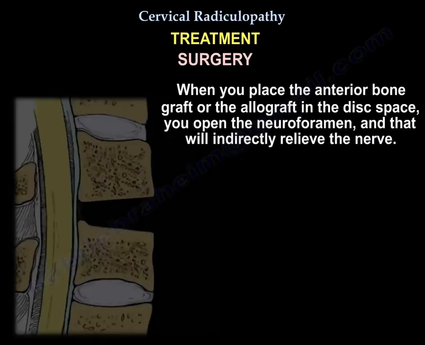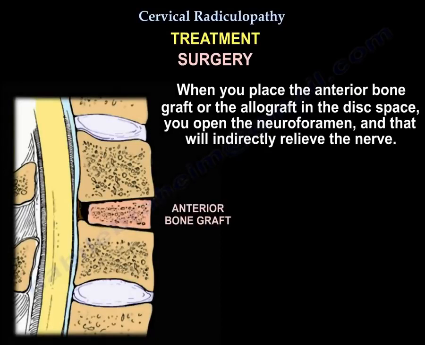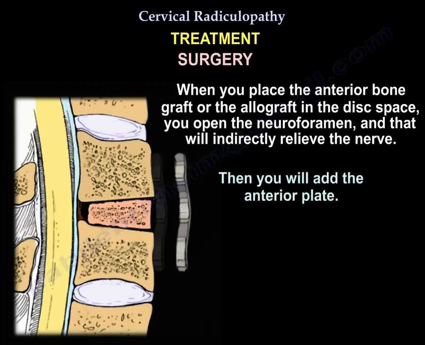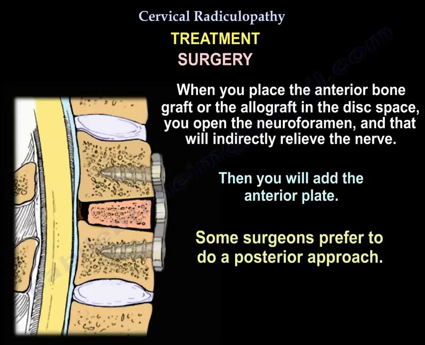When you place the anterior bone graft or the allograft in the disc space, you open the neuroforamen, and that will indirectly relieve the nerve. Then you add the anterior plate. Some surgeons prefer posterior approach.